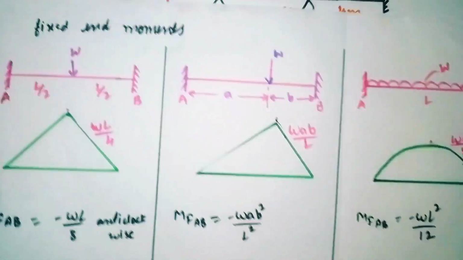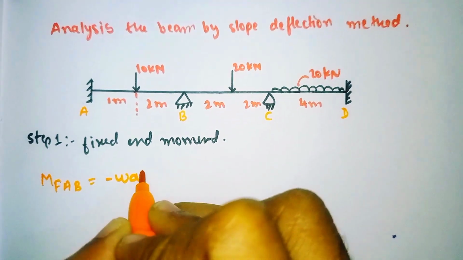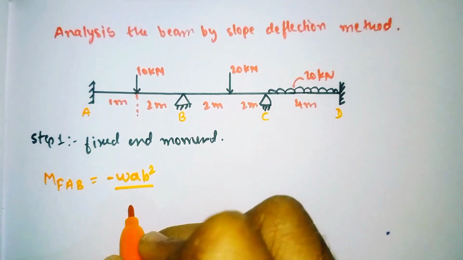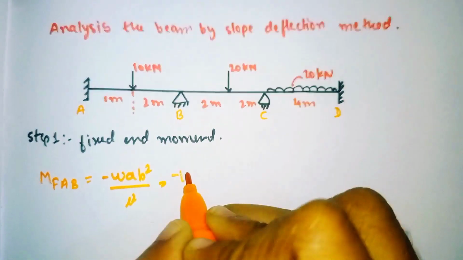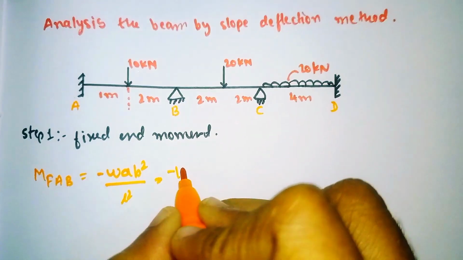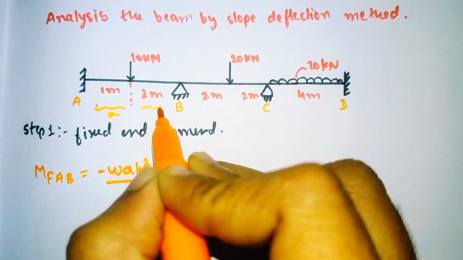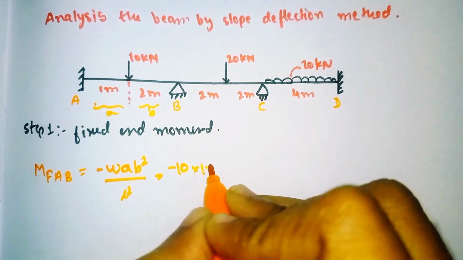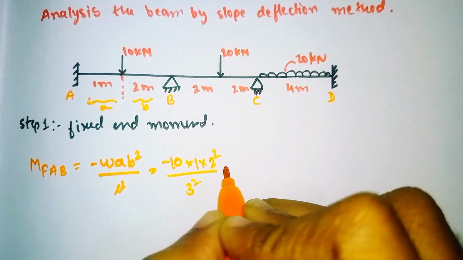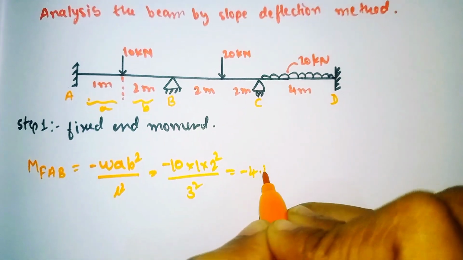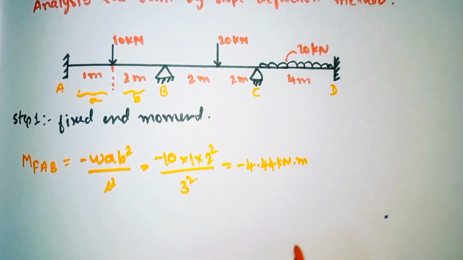So now the formula is minus W a b squared divided by L squared. Because it is acting anti-clockwise, the load is 10 kilonewton. This is A: from here to here is a, here to here is b. So a value is 1, b is 2, 2 squared divided by the span. Total length is 3 meter, 3 squared. By simplifying it will come out as minus 4.44 kilonewton meter.